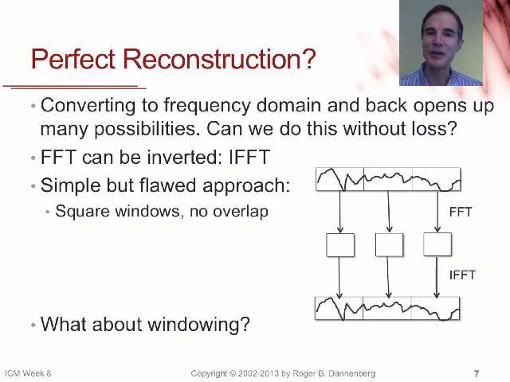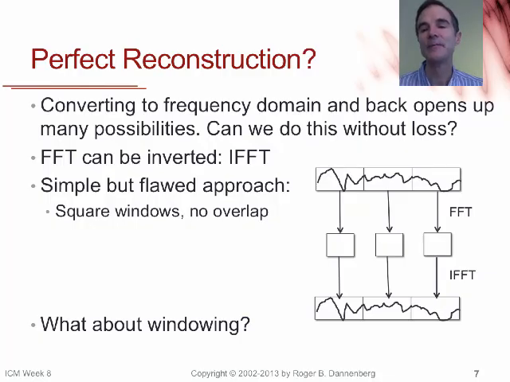One thing that helps with this is that the fast Fourier transform can be inverted with an inverse fast Fourier transform. And this is a lossless operation in principle. Numerically, there's typically a little bit of distortion, but it's accurate to many decimal places. So essentially, we consider it to be lossless. That brings us to windowing.